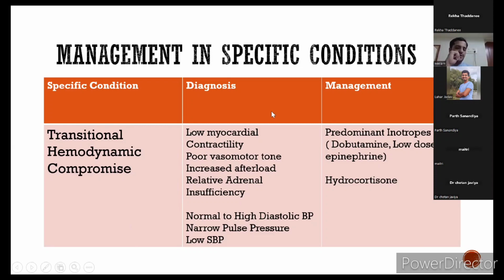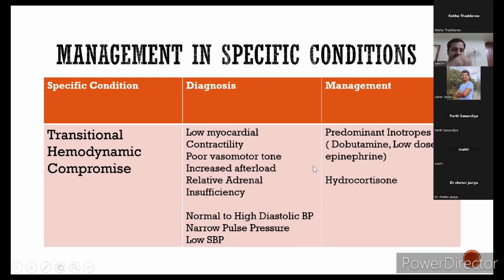It usually happens because of low myocardial contractility, poor vasomotor tone, increased afterload, and also these babies have some degree of relative adrenal insufficiency, because their adrenals are immature. As a result, they present with a normal to high diastolic BP, because the systemic vascular resistance is high and the afterload is more. There will be a low systolic BP because the contractility is low. Since systolic is low and diastolic is high, the pulse pressure will be narrow.